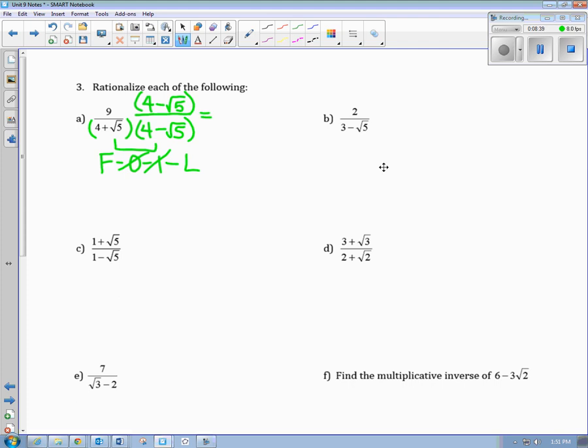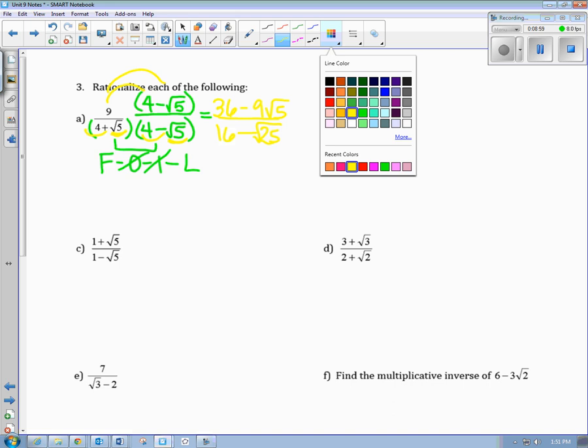So if I take a look at that, that's 4 times 4, which is 16, minus radical 5 times radical 5, which gives me radical 25, which we know is just 5. On the top, I'll distribute 36 minus 9 radical 5. When I get to this point, I want to go back and clean that up a little bit, make it a little more organized.